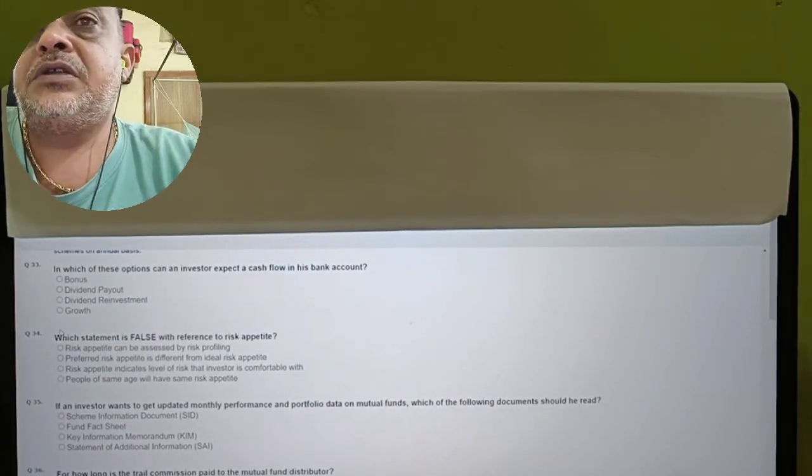In which of these options can an investor expect a cash flow in his bank account? Dividend payout.